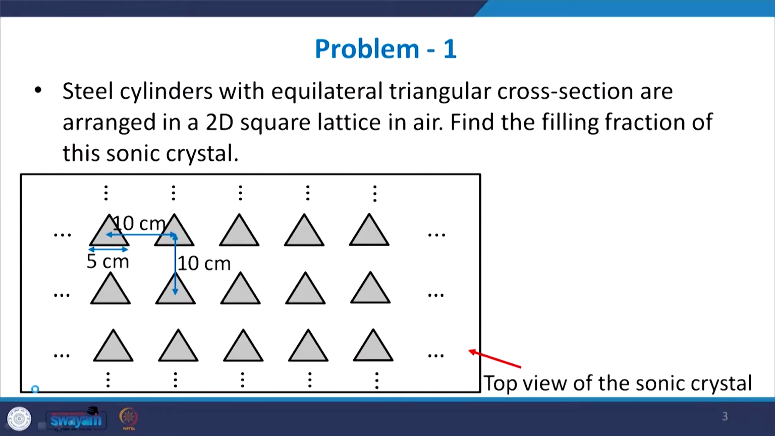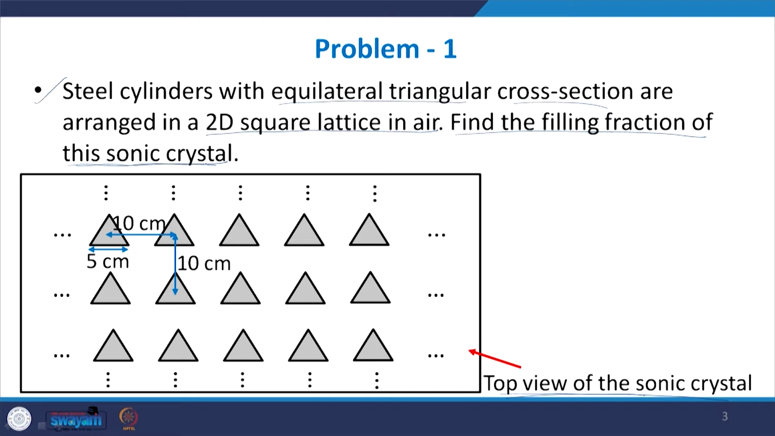Here we are given steel cylinders being arranged. This gives a top view of the sonic crystal. The cylinders have an equilateral triangular cross section, and this is the cross section of the steel cylinders. They are arranged in a 2D square lattice format, which means this distance here is 10 centimeter and this distance here is 10 centimeter. So the lattice constant, which is equal to the distance between the centers, is the same in the vertical and the horizontal direction. We have to find the filling fraction of this sonic crystal.